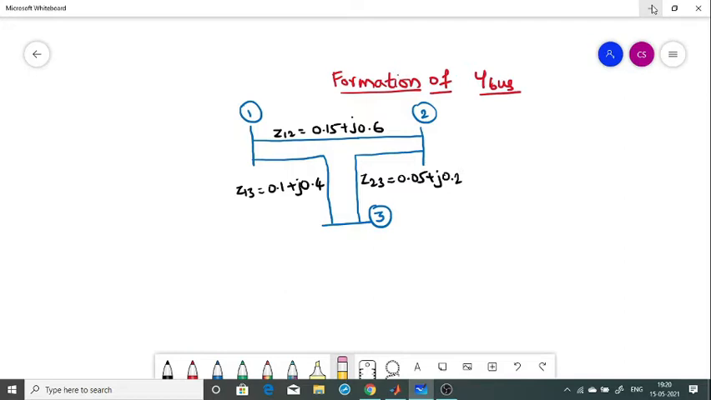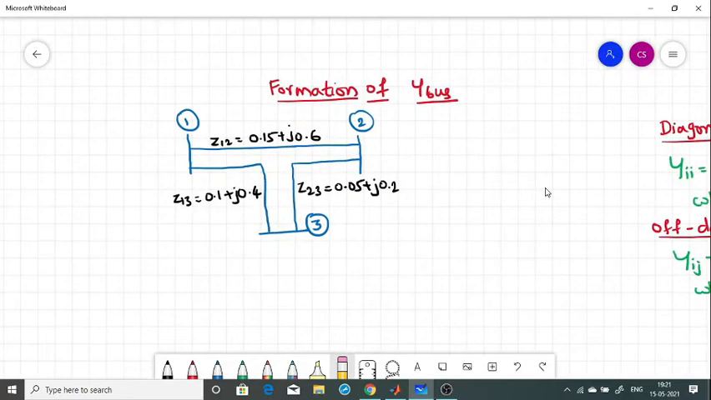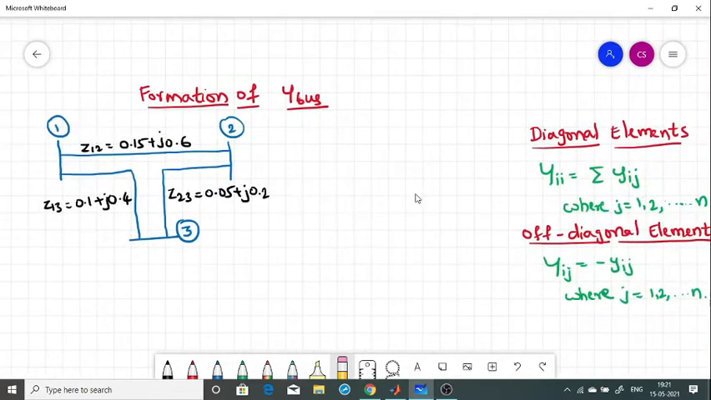In order to form the Y-bus, first of all look at the direct inspection method formula. The Y-bus consists of two kinds of elements: one is diagonal elements, and the other is mutual elements. Now let us check how we are going to calculate the diagonal values and the off-diagonal values.